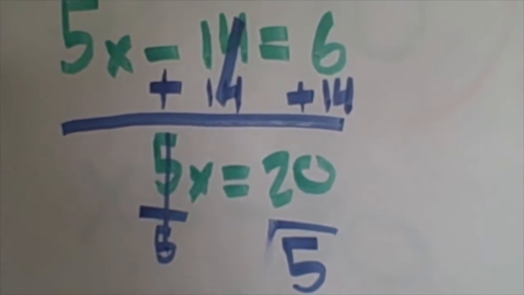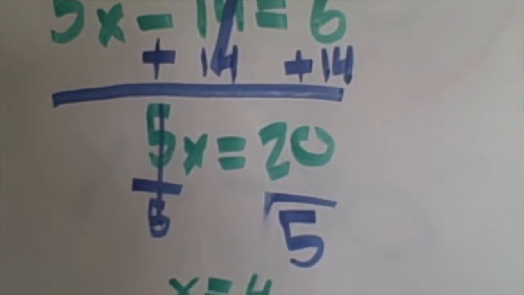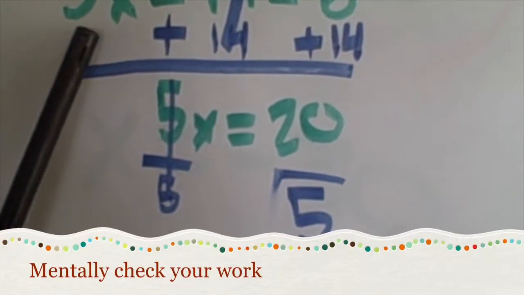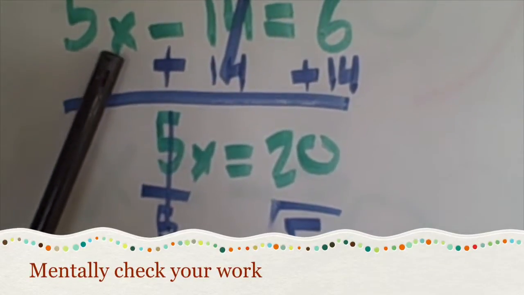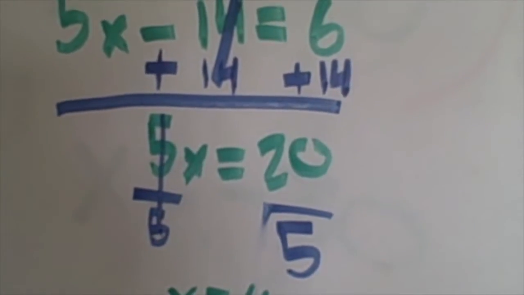Then you divide 5 to both sides to isolate the variable. So x is equal to 4. You do a quick mental check to see if you're right. So if you plug in 4 to x, then 5 times 4 is 20, and 20 minus 14 equals 6.